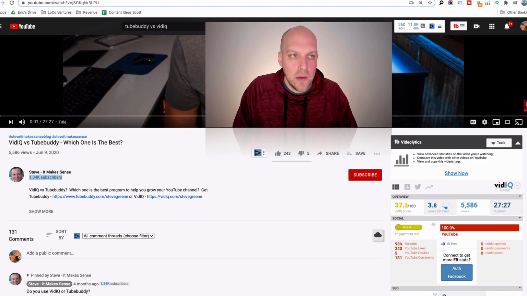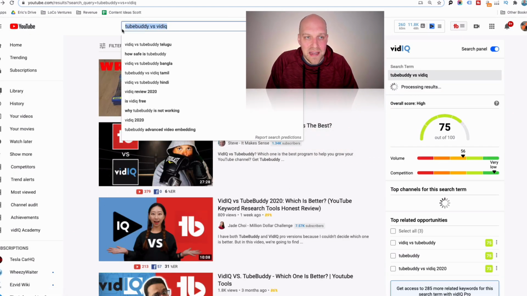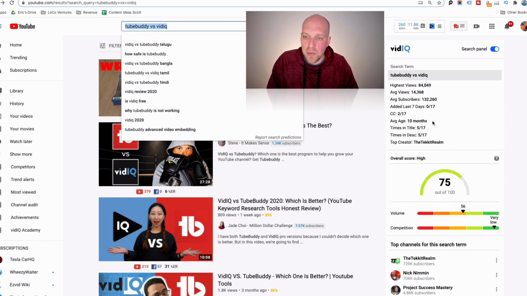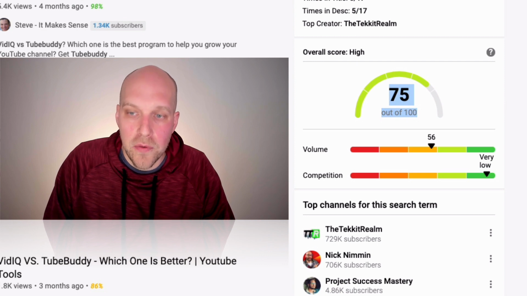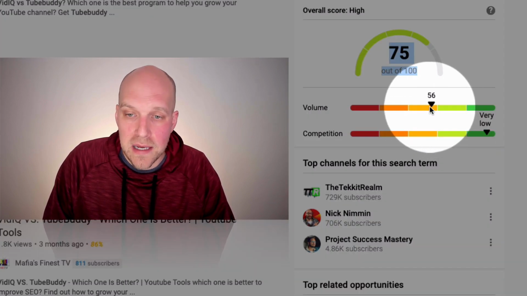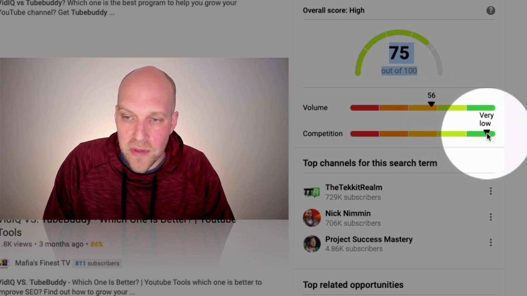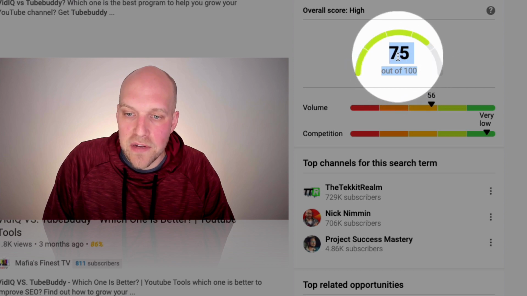So if we go back, I want to show you a couple other metrics that I'm looking at. Right now, VidIQ is taking this term and they're going to give you a bunch of information, and you can see the overall score is 75 out of 100. The way they're determining that is the volume, how much search volume there is for that keyword, versus the competition. The competition is very low and the search volume is decent, so that's where the 75 out of 100 comes from.